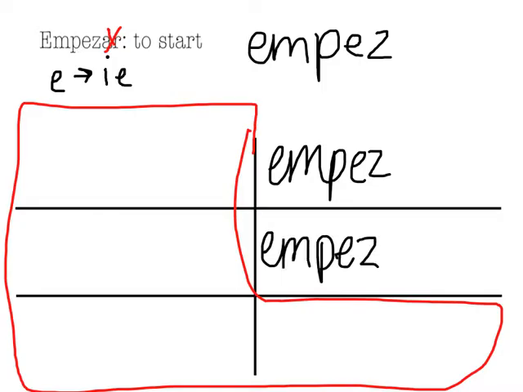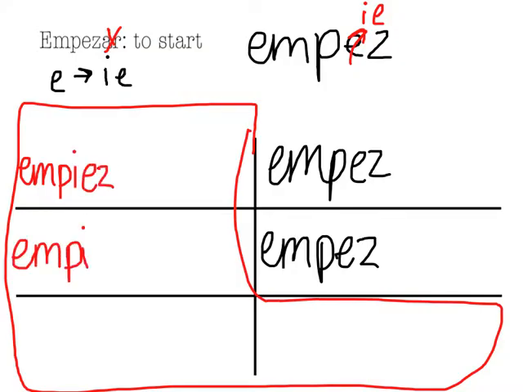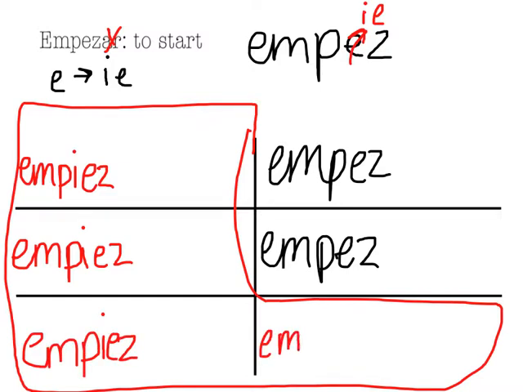And then we'll go ahead and change our E to an IE. Empie is our new stem, so that'll go in every section within the boot. Yo empiezo, tú empiezas, él, ella, usted, and ellos, ellas, ustedes.